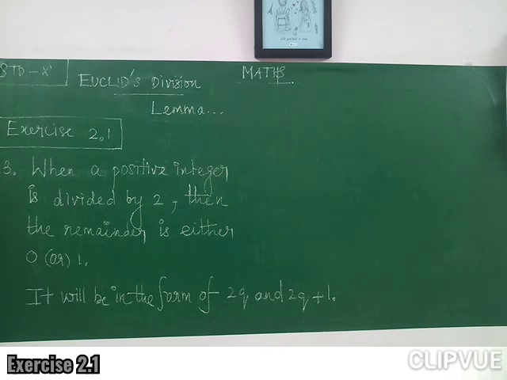When a positive integer is divided by 2, you know this, then the remainder is either 0 or 1.